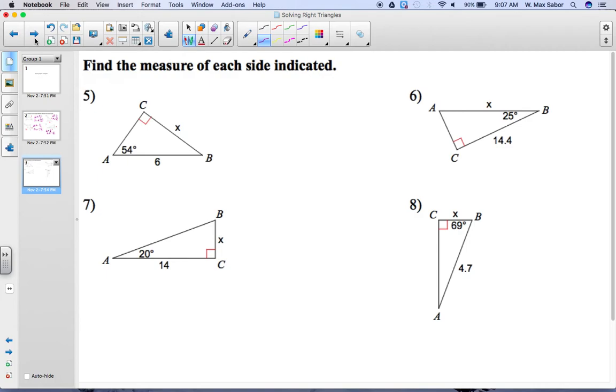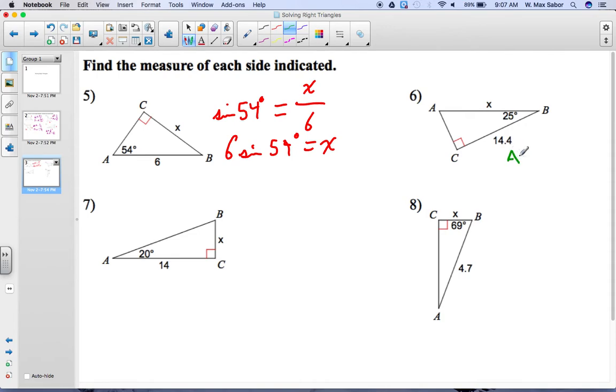Now let's find sides. The setup is the same. We're still going to say, okay, this is opposite over hypotenuse, which is the sine of 54 degrees, but now we just have to solve it differently. We're solving for x instead of for the angle, so we're going to multiply by 6 on both sides and say 6 sine of 54 degrees equals x. Depending on your calculator, there are different ways to type this in. Just make sure that you know how your calculator works.